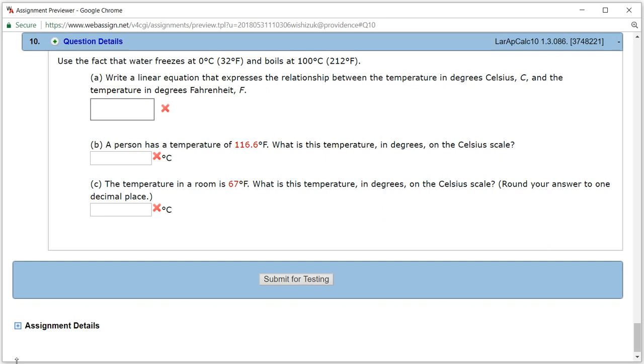All right, let's look at homework 1.3, problem number 10. We have degrees in Celsius and degrees in Fahrenheit, and we are basically trying to come up with the equation relating those two. All right, so let's do that.